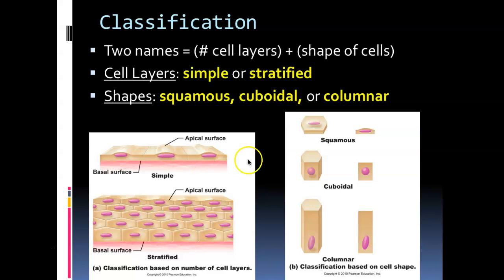All right, then you have a classification based on shape. So squamous, if you turn it a certain way, it's going to look like that. But really squamous, I think of them as being kind of oval and flat, plate-like. You're going to find that in your lungs. Cuboidal, a cube. Columnar is going to look like a column.